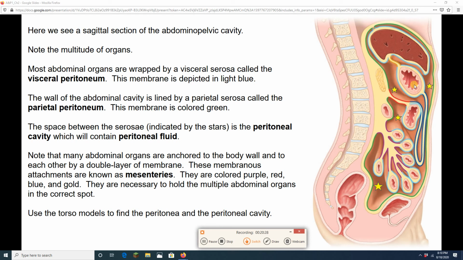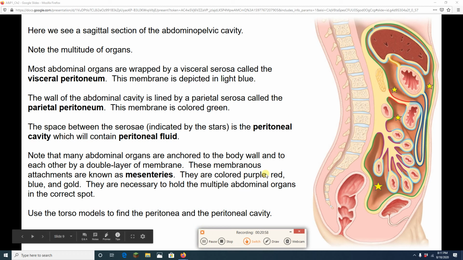Okay, where was I? Visceral peritoneum. All the light blues are the visceral peritoneum, that inner layer, that inner membrane. Lining the abdominal wall, front, top, back, and bottom, all the way around, this green line, is the parietal peritoneum. In between them, so the spaces where I have these yellow stars, that is the peritoneal cavity.